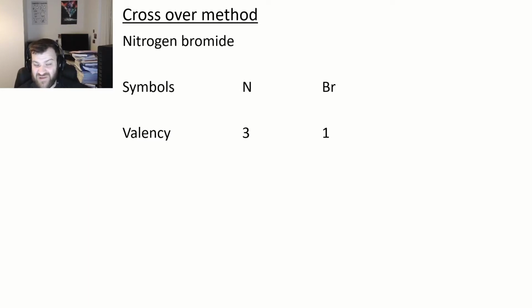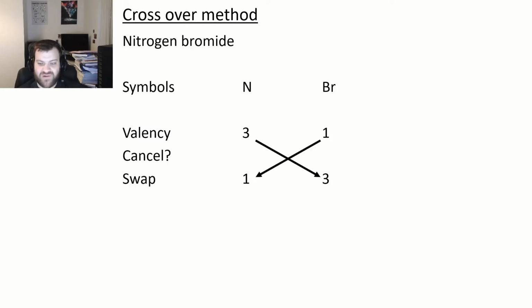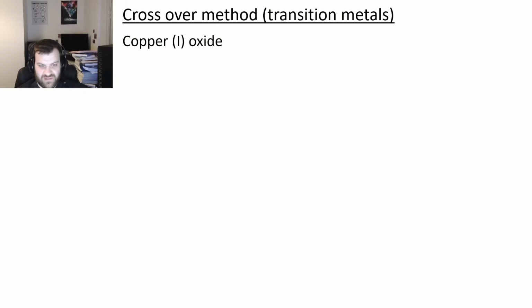Bromine is in group 7, and it's going to make 1 bond. Check if we cancel, which we cannot. Swap them over, and this gives us NBr3.